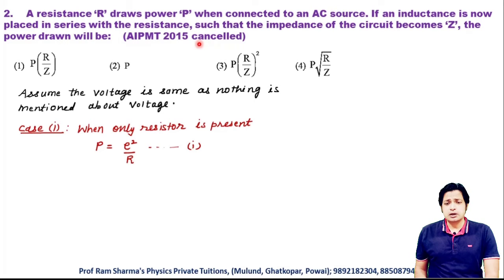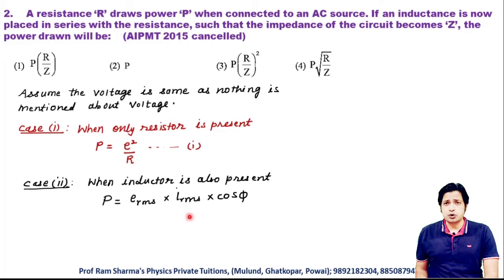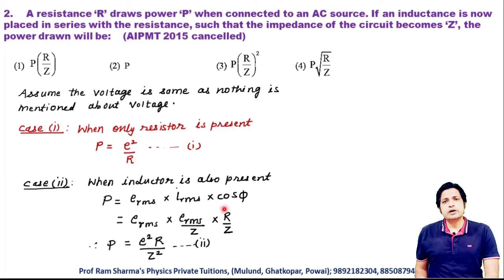Now when inductor is there, of course it will give rise to inductive reactance, and we know that the formula for power is E RMS into I RMS into cos phi. In place of I RMS I will write E RMS upon Z, because total current is equal to total voltage upon total opposition, which is Z in this case. And cos phi is R by Z, power factor is equal to R by Z. So finally this is the answer, and this is the new power when inductor is also present, and I'll write this as P dash. P dash is the new power, P is the old power. They wanted to find out the new power.